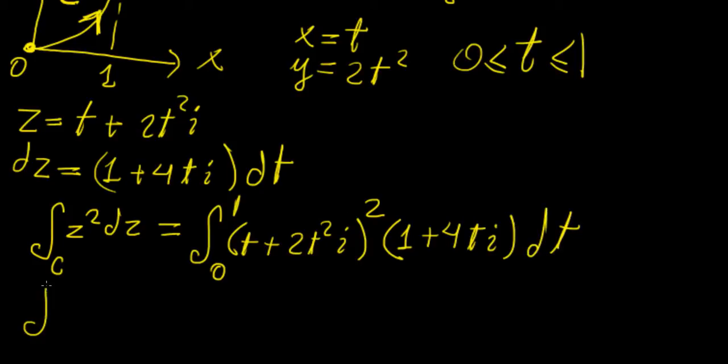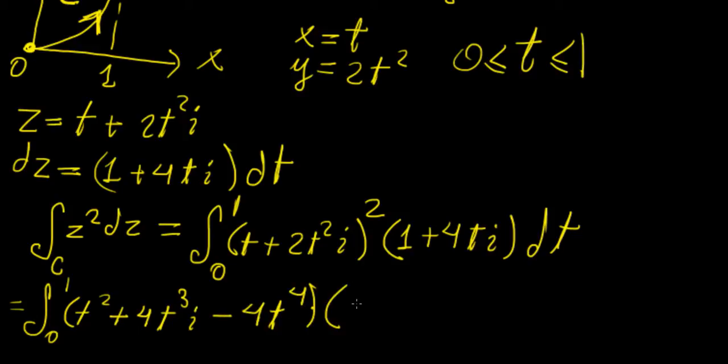And now we can just keep performing some expansions here to hopefully reduce this expression to a polynomial that is very easy to integrate. So this is going to become t squared plus 4t cubed times i minus 4t to the power of 4, times 1 plus 4t i dt.